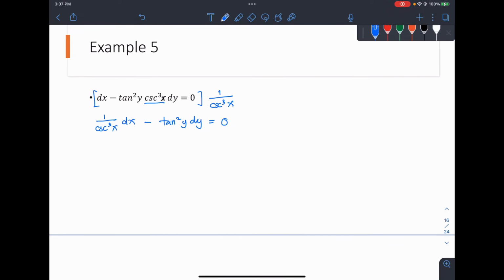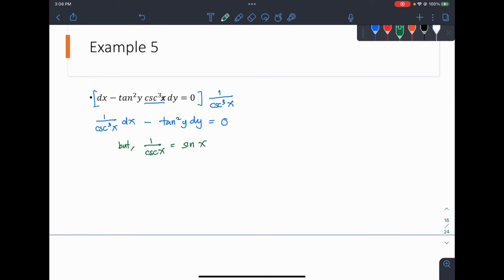But then remember that 1 over cosecant is an identity. 1 over cosecant x is sine x. So the inverse of cosecant is sine.